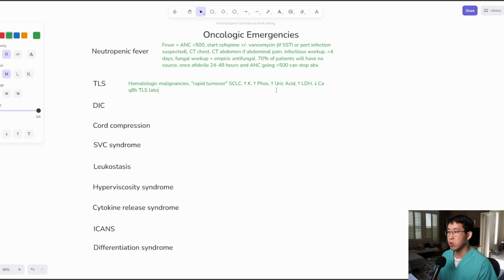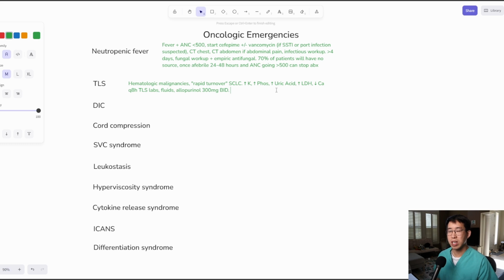And we also start them on fluids. It's typically normal saline, about 100 milliliters an hour, kind of depends on the chemo regimen that they're getting, as well as allopurinol for prophylaxis. Typically, the dose that I see is 300 milligrams BID.